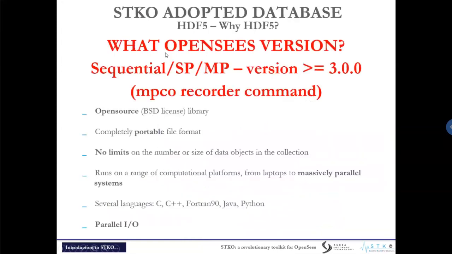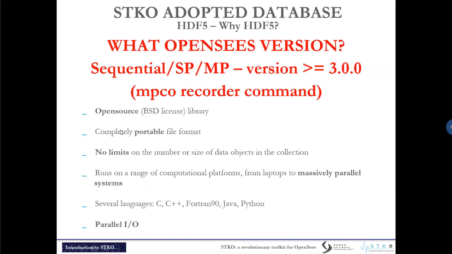So here I will explain briefly why we choose HDF5. But before talking about this, we need to specify what OpenSees version you will need for STKO. STKO supports all three kinds of OpenSees, so the sequential, SP, and MP. But the version should be higher or equal to version 3. Why? Because we need the MPCO recorder command, which is the one that we implemented and is not available in previous versions.